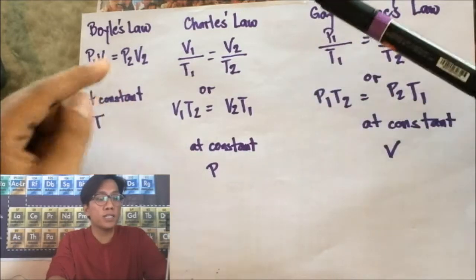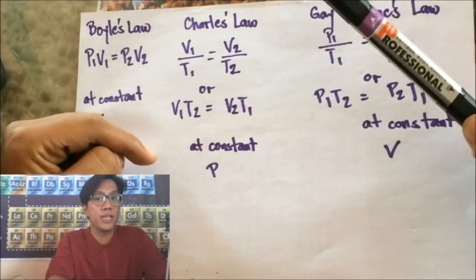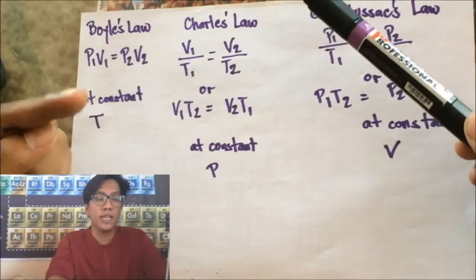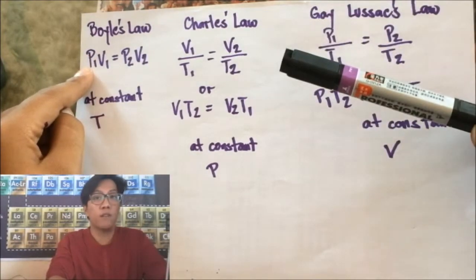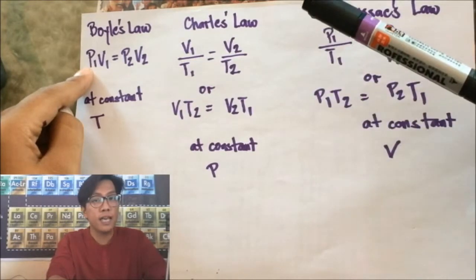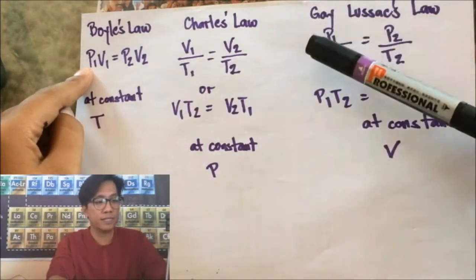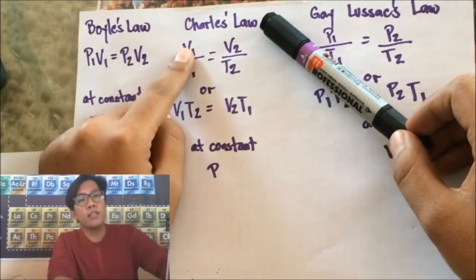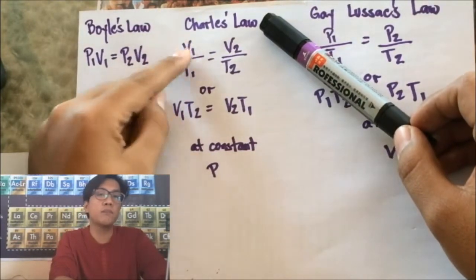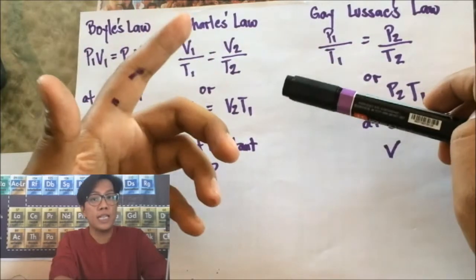Now in Boyle's law, we have learned that the relationship between the pressure and volume is inversely proportional as long as the constant value is temperature. Meaning to say, whenever the pressure increases, the volume decreases, and whenever the volume increases, the pressure will decrease. That's Boyle's law.